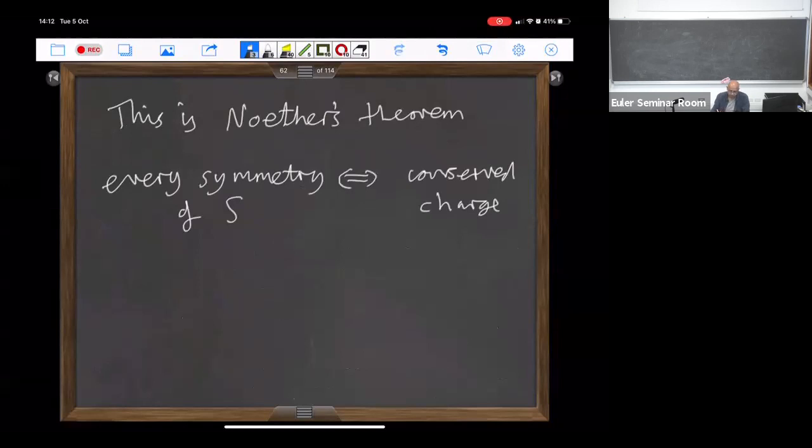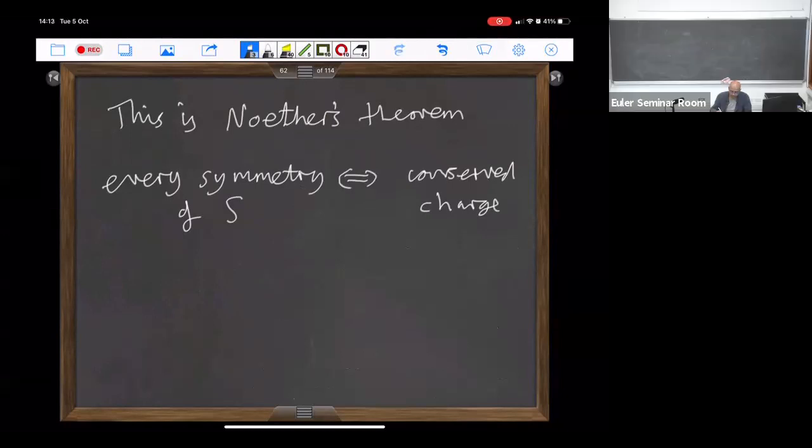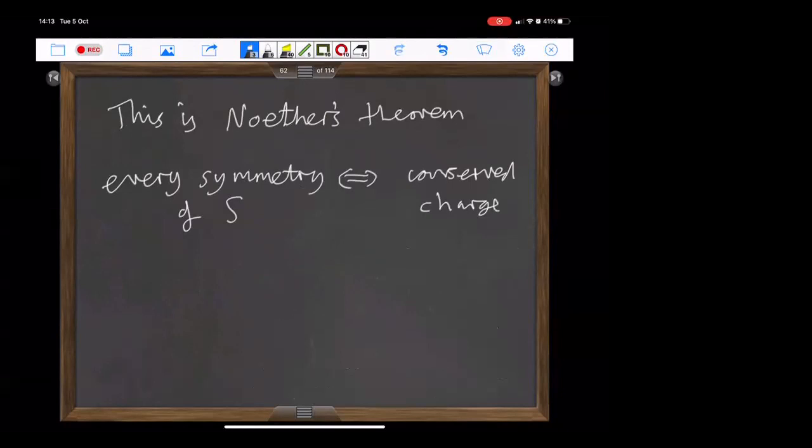And that's Noether's theorem, that for every symmetry of the action, there's a corresponding conserved charge. Right, there's a corresponding current, which is divergence free, and a conserved charge. Was there a question? Yes.